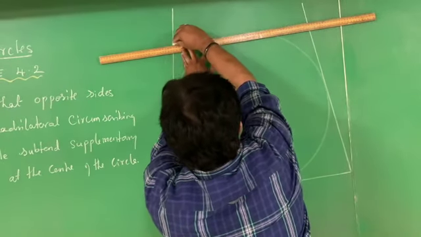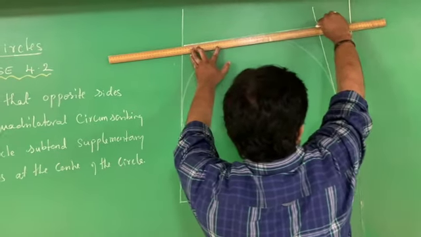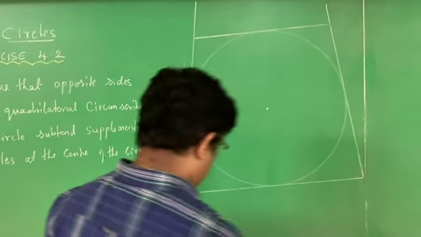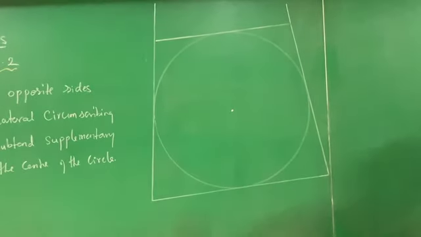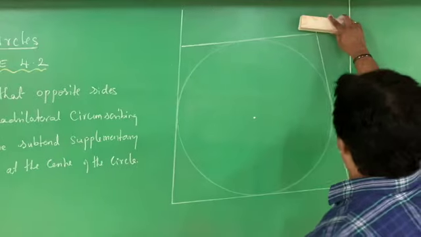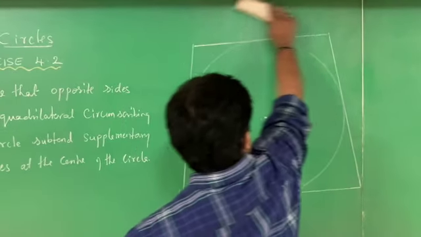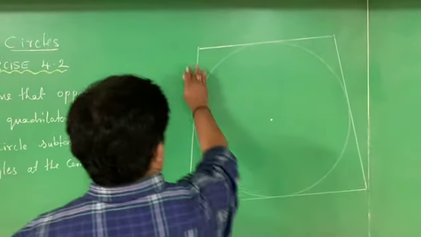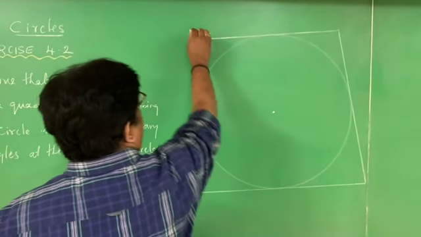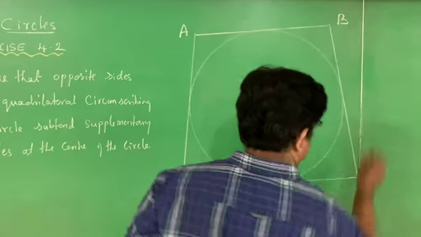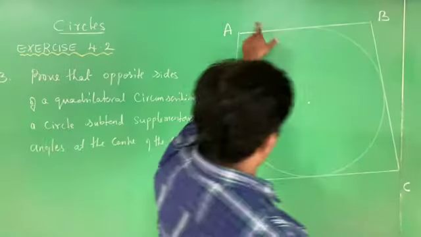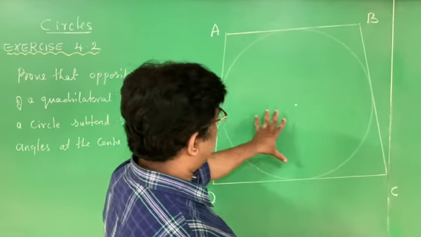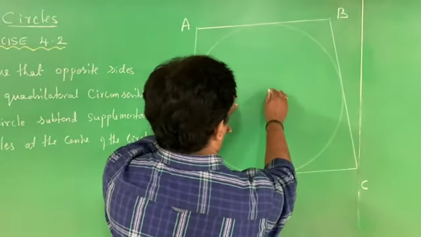Now his statement is a quadrilateral circumscribing a circle. This is a quadrilateral. I name it ABCD. Always naming should be cyclic, ABCD, right? And this ABCD is circumscribing a circle with the center O.